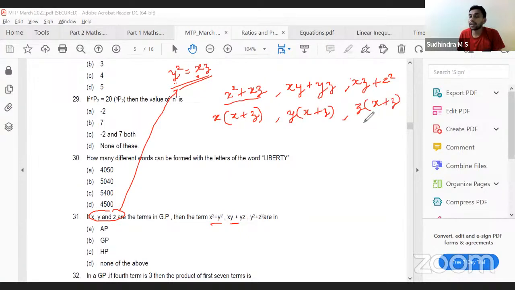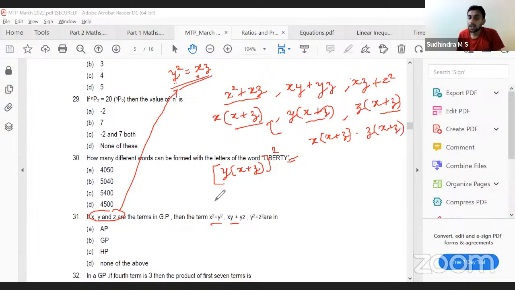So what are we having here? A common multiplier, the common ratio, x plus z. Therefore, it is in geometric progression. We can prove this also. Y square is equal to x into z, right? So y into x plus z the whole square is equal to x into x plus z into z into x plus z.